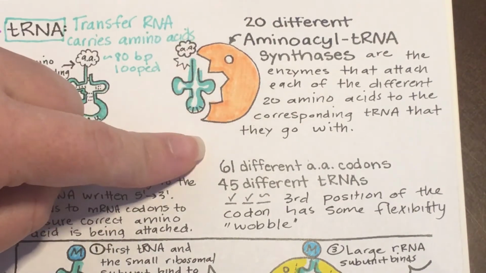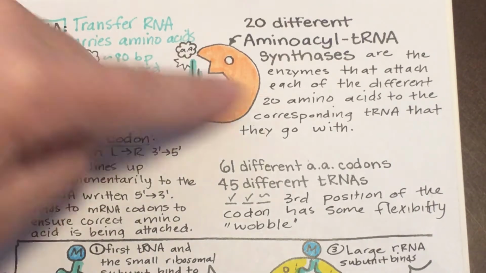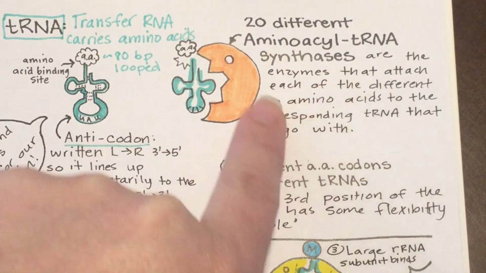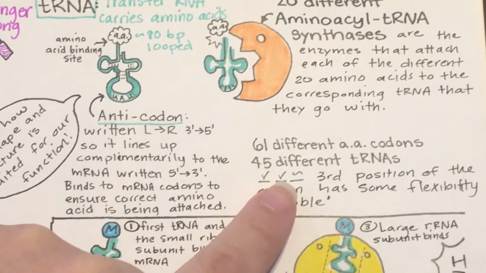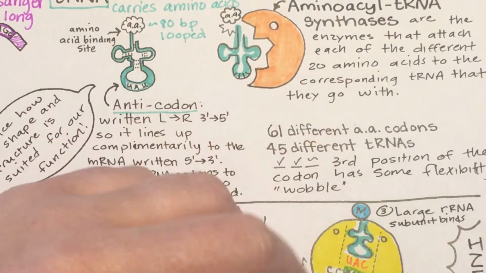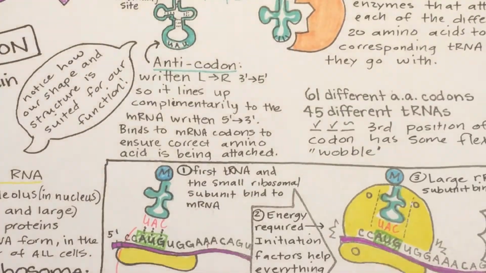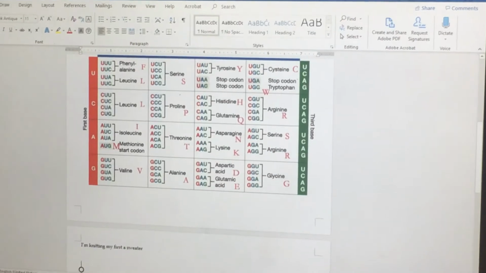So you can imagine there are 20 different or so tRNA enzymes that are building these. There are actually a whole bunch of amino acid codons. You'll see this in our codon chart that I will go to on the computer. So one of these that I'm posting on your assignment.